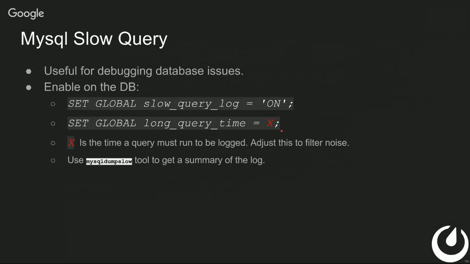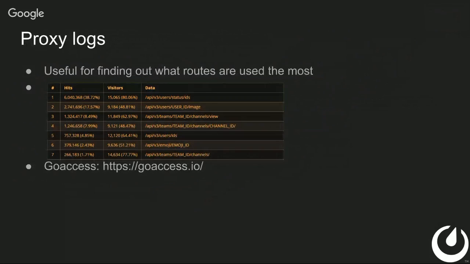You can also set it to 0 and just capture everything if you just want to know. Like, you don't think there's one specific slow query, you just think something should be optimized. And then the mysqldumpslow tool is the basic tool to process this and get a nice summary. There are more advanced tools that you can use. Googling is the best resource for that.